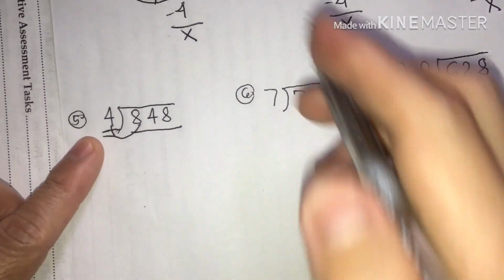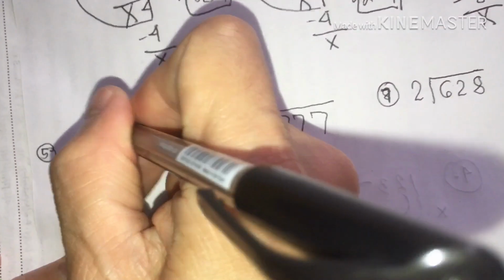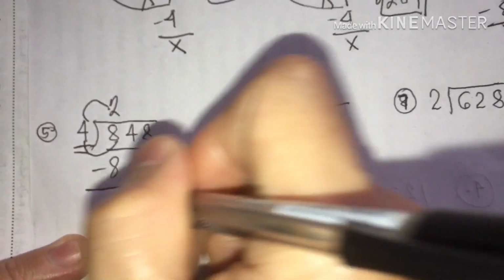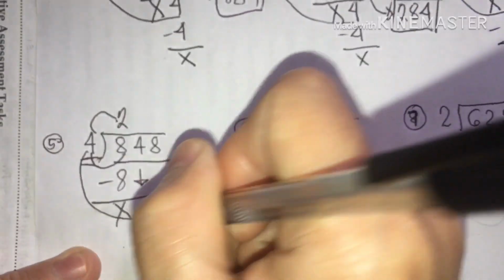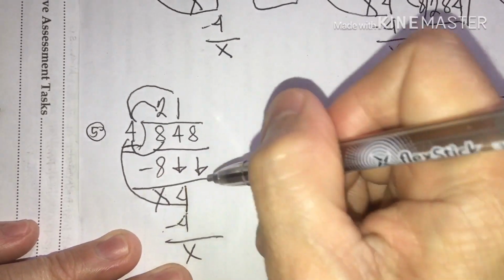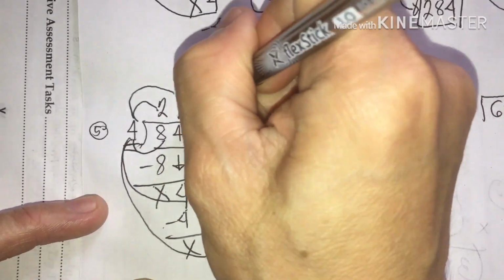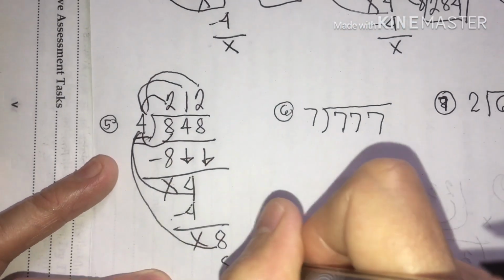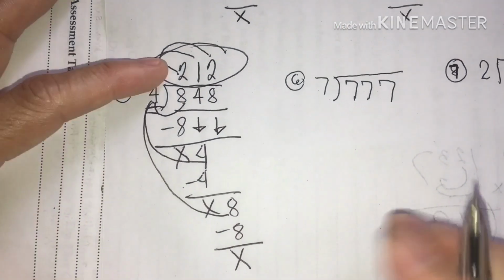8 divided by 4, the answer is 2. 2 times 4 is 8. Subtract, 0. Bring down 4. Next, we're going to divide 1 times 4 is 4. That is actually 0, class. Next is 8. Divide to 4. Next, 2 times 4 is 8. So our quotient is 212.